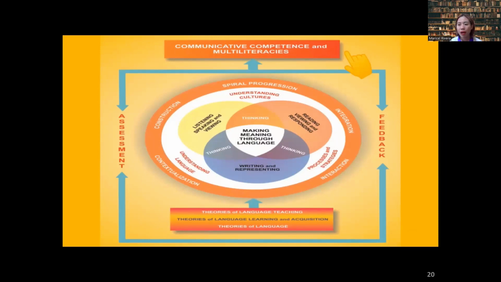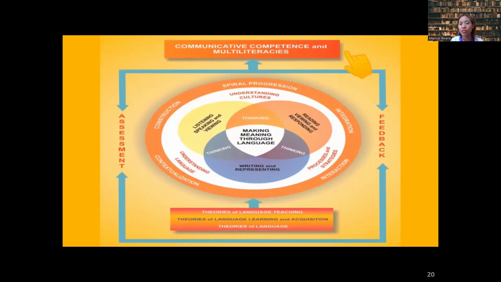So basically the same types of topics in a way, but the level of difficulty and complexity differs. So that's the spiral progression, so that there will be continuity in terms of the students' learning. And then we do also have integration and interaction. So these are like the core.